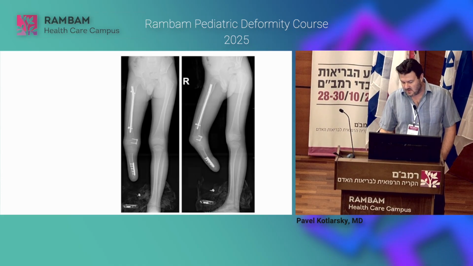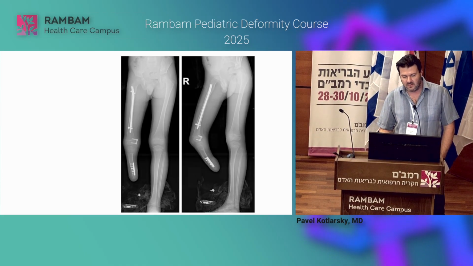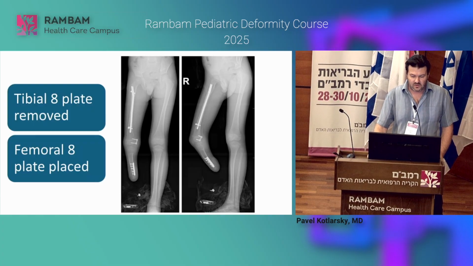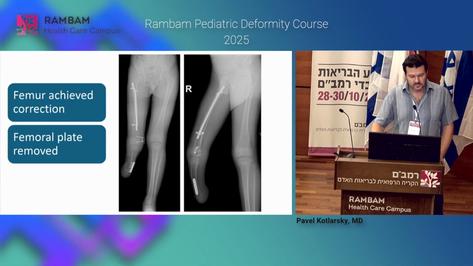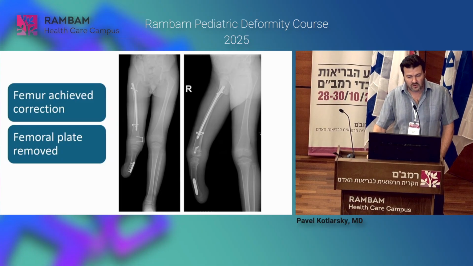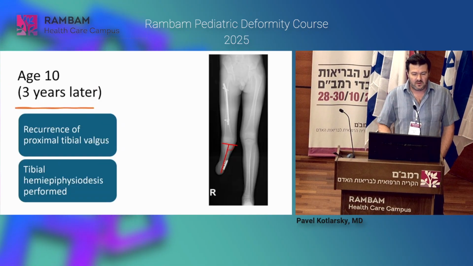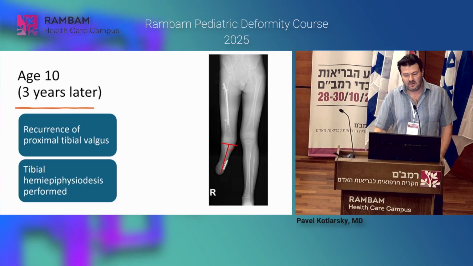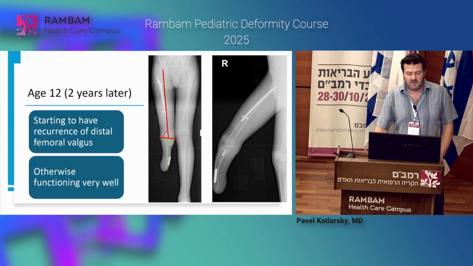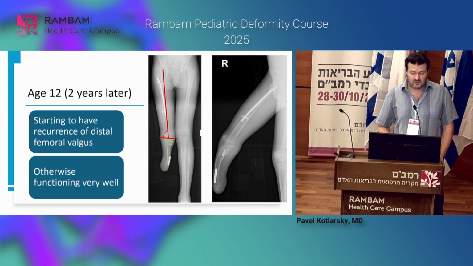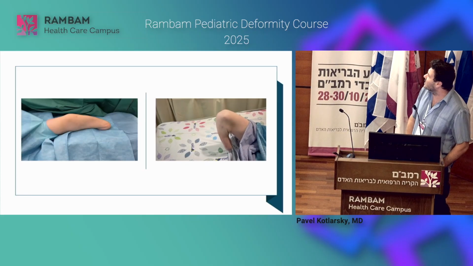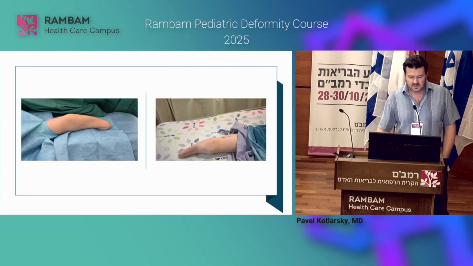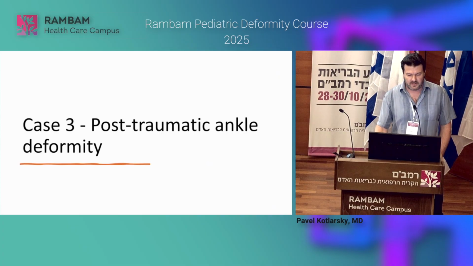These cases sometimes need you to just go back and forth with the plates until they get to maturity. So the tibial 8 plate was removed, a femoral 8 plate was placed, and then again femoral correction was achieved and the femoral plate removed. 3 years later, again tibial valgus, another 8 plate, and this is him today, just a week ago. He has a very nice stump and quite a straight leg.